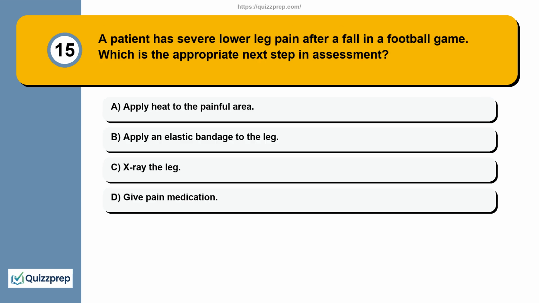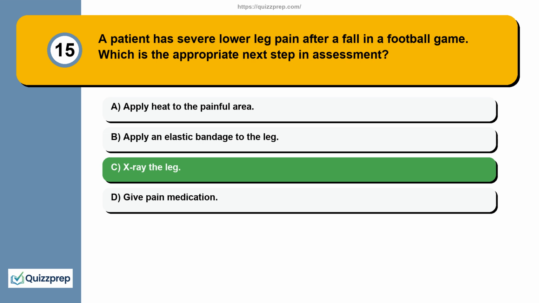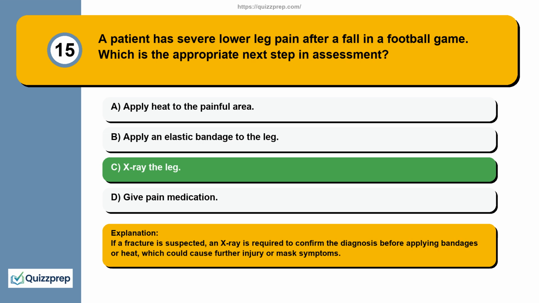Question 15. A patient has severe lower leg pain after a fall in a football game. Which is the appropriate next step in assessment? Apply heat to the painful area. Apply an elastic bandage to the leg. X-ray the leg. Give pain medication. If a fracture is suspected, an X-ray is required to confirm the diagnosis before applying bandages or heat, which could cause further injury or mask symptoms.